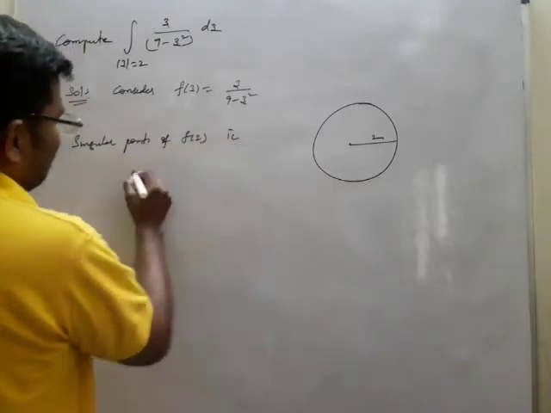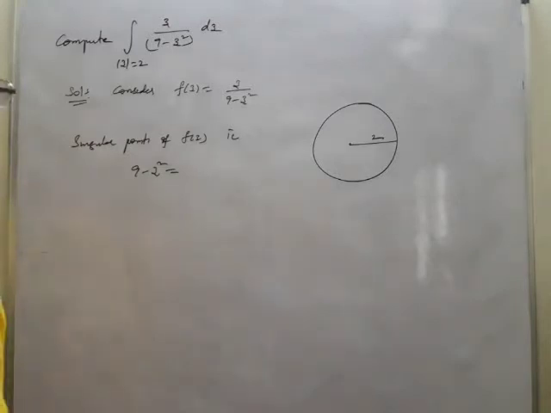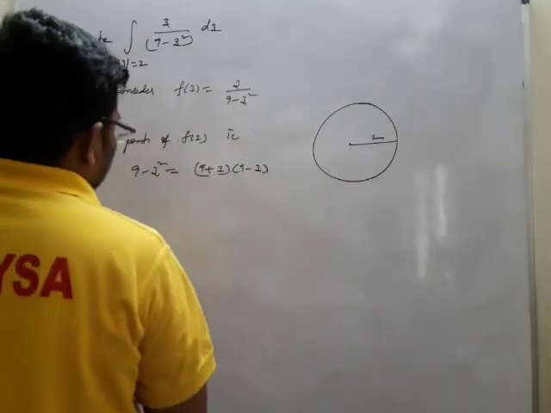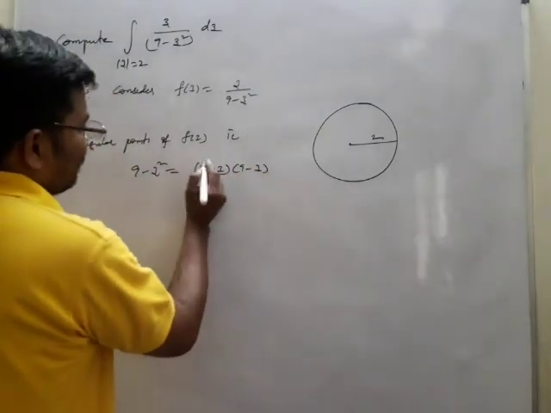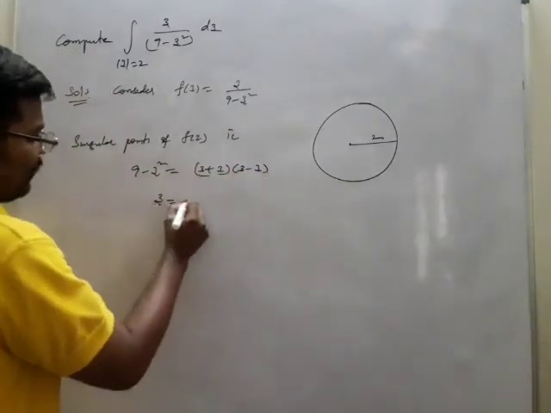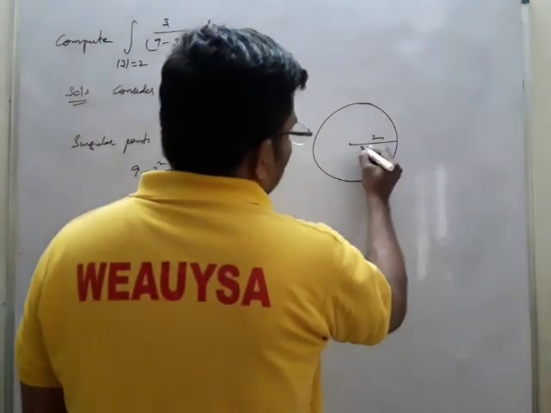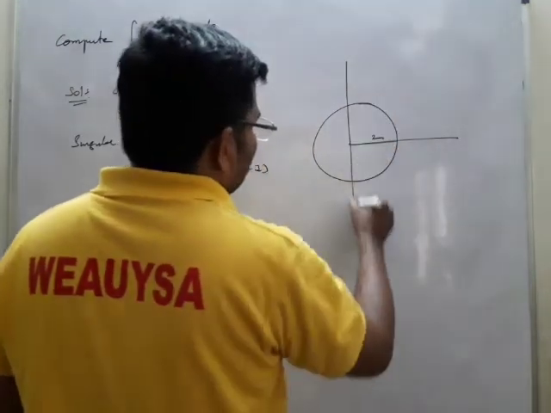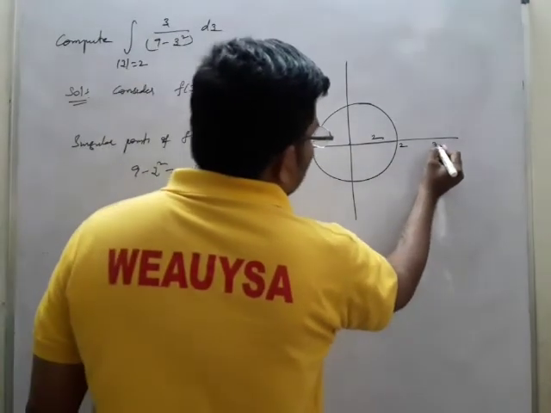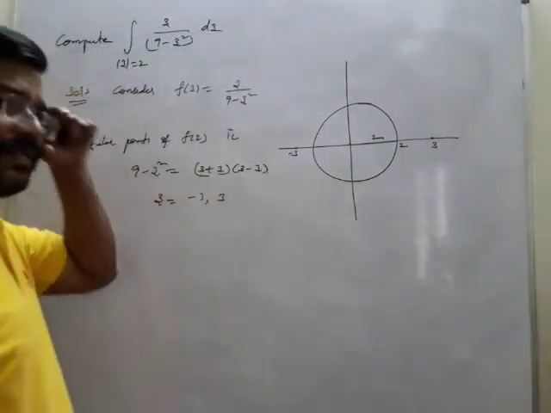So that is 9 minus z square, which is nothing but 3 plus z, 3 minus z. So we will be getting z equal to minus 3 comma 3. Let us take this as 2, so minus 3 will be here, 3 will be here. The points minus 3 and 3 lie outside.